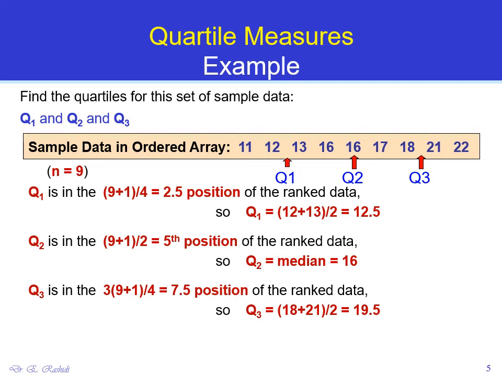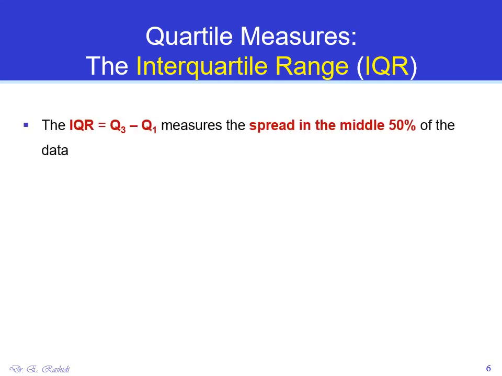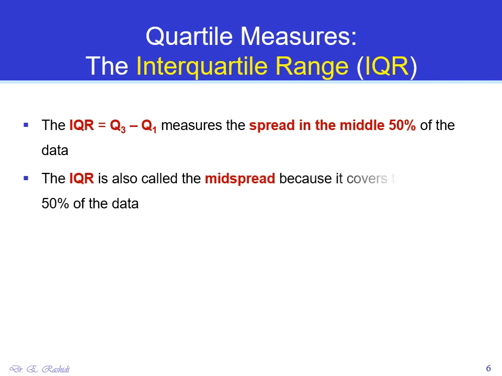All right. There is another quartile measure that is called the interquartile range, or IQR. What is IQR? IQR is actually the third quartile minus the first quartile, which covers the mid 50% of your data. That's why it's called the mid spread, another name for IQR.